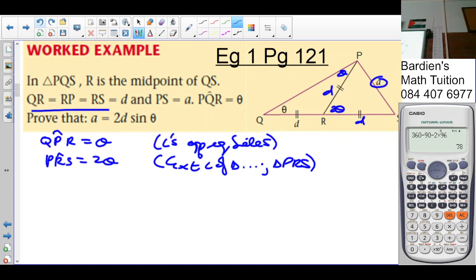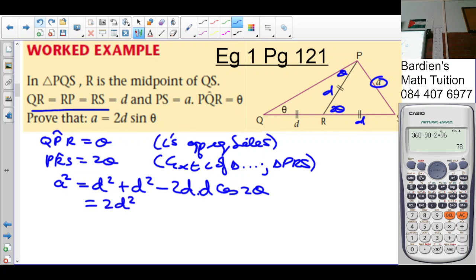Okay? So now we can say that a squared is equal to what? d squared plus d squared minus 2d times d cos of angle 2 theta. Okay? So d squared plus d squared is 2d squared minus 2d squared cos 2 theta.